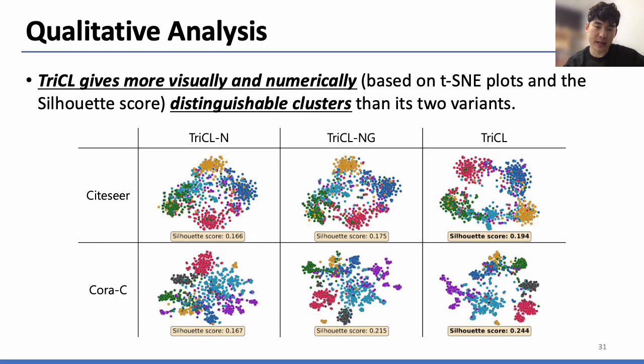We use t-SNE plots of the node embeddings produced by TriCL and its 2 variants to represent the quality of embeddings intuitively. As expected from the previous results, the t-SNE plots of TriCL show more visually and numerically distinguishable clusters than its 2 variants. So we can say that all types of contrast are helpful.